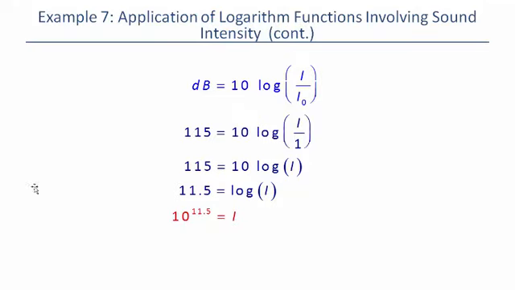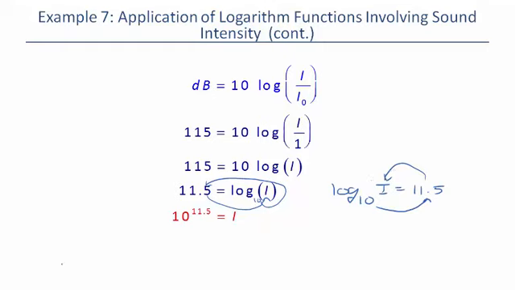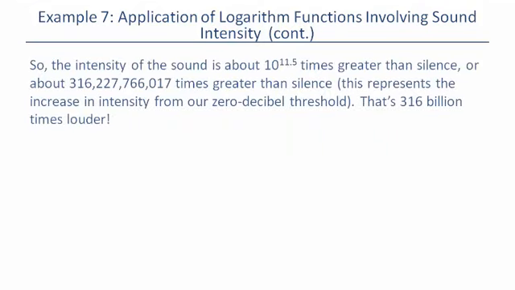And this is something that we kind of glossed over on the previous examples. But remember, it comes from the idea that this is base 10, right? It's hidden. And it's the base, we wrap it around to this number, equals this thing, right? We normally write it this way. Log base 10 of I equals 11.5. We know that 10 to the 11.5 equals I. So that's how we're getting that 10 to the 11.5 equals I. Plug that into your calculator, and you'll see that it's about that many times greater than silence.